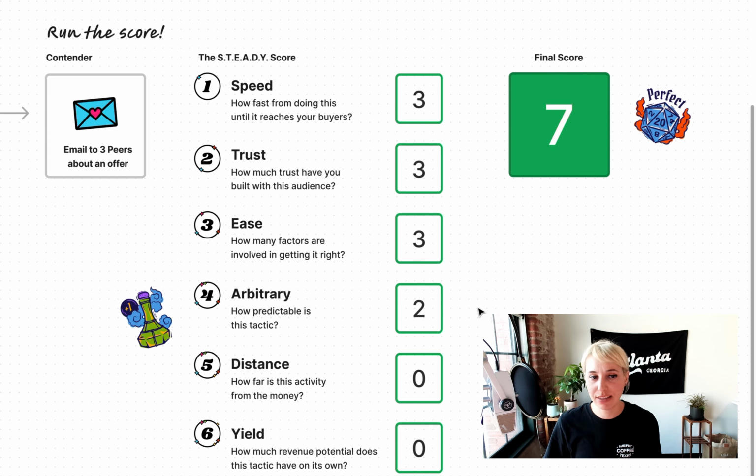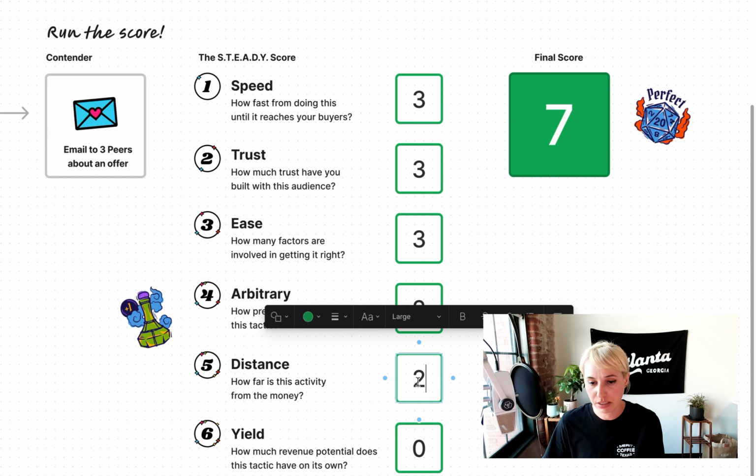Distance. How far is this activity from the money? It's very close to the money. Emailing 3 peers about an offer and asking for an introduction or a referral is a high value place to be operating. Those people are high intent. The buyers that you're meeting there are high intent. So we're close to the money here. We're close to the sale. I'm going to give it a 2 though, because you haven't yet met your buyers in this context.